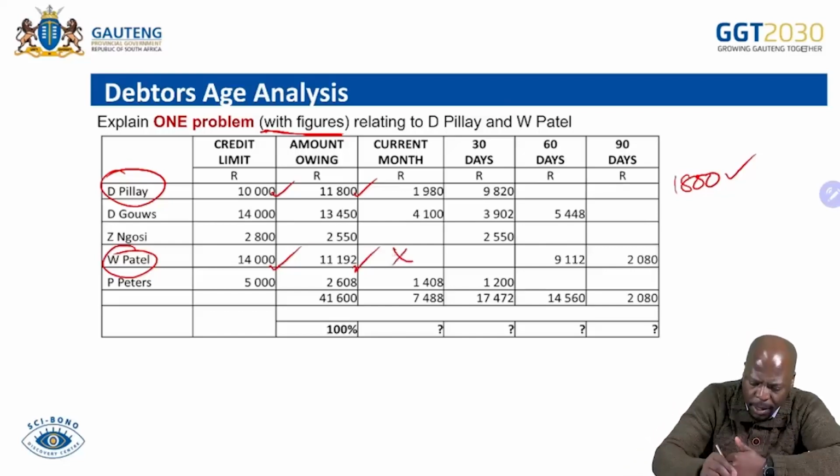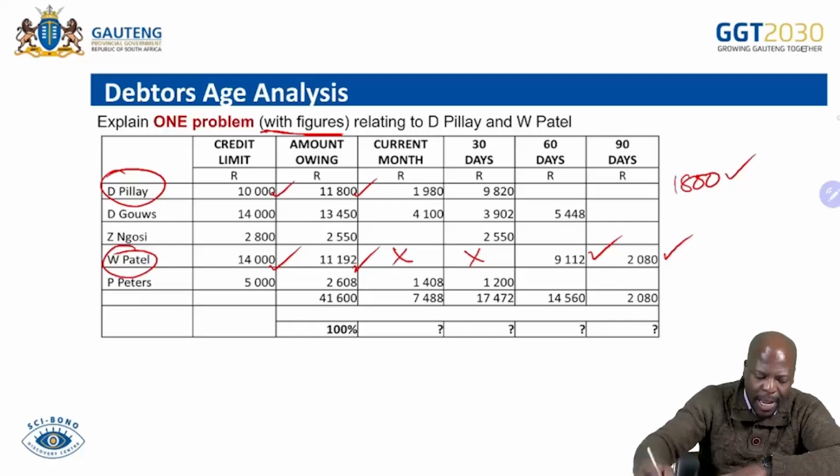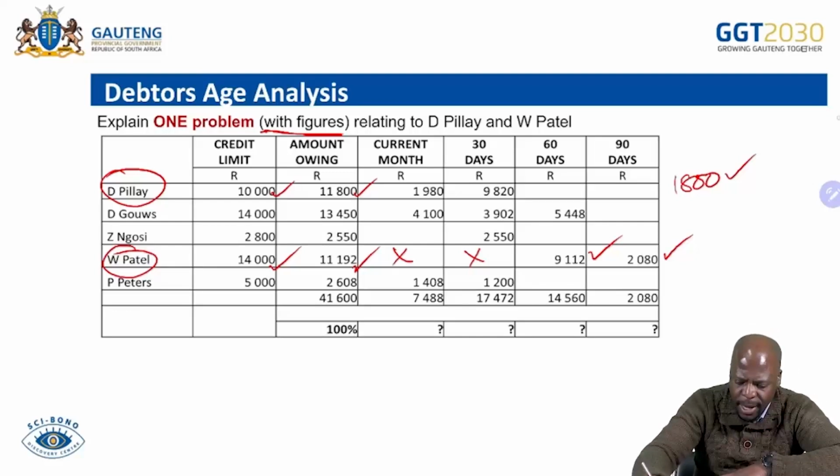Current month, nothing here. 30 days, nothing. But then you have 60 days and 2,080. What does that mean? That means he's owing 11,192, which is falling beyond the 30-day credit terms. So he's not complying to our credit terms as he has 11,190, which is falling beyond the 30-day credit terms.